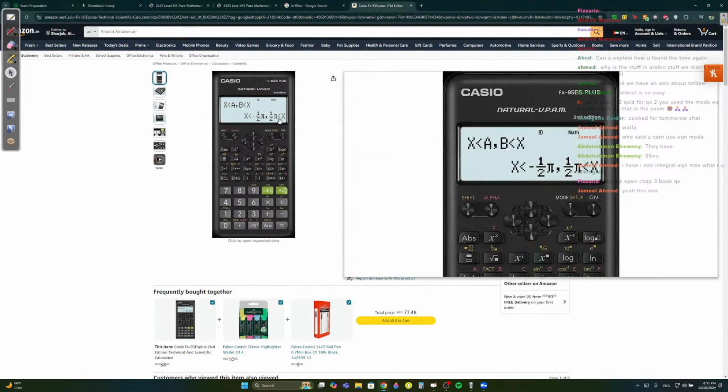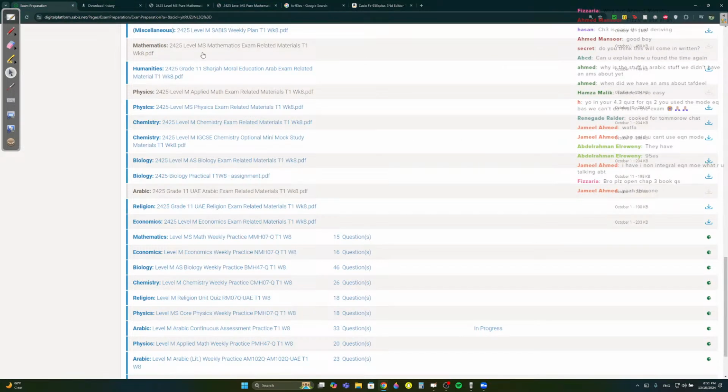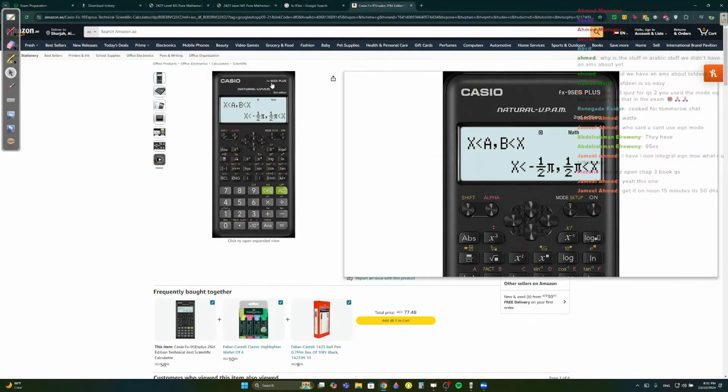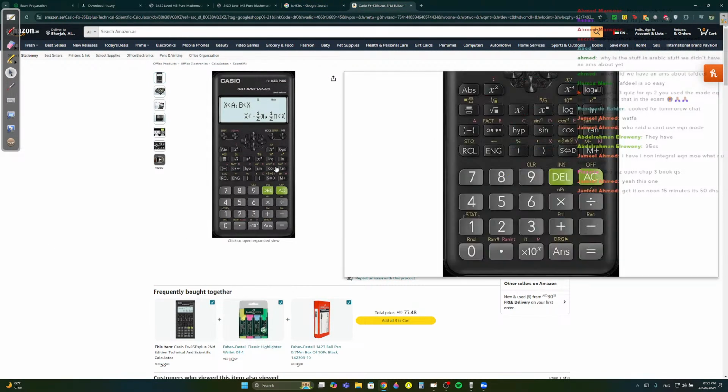Guys, buy it if you want. I think this is the non-integral calculator you will need a lot. Definitely, if not now, you will need it later. I would recommend you buy the 95 ES. It's cheap, around 60 dirhams. It can solve equations. Get it on Noon, 15 minutes. It's 50 dirhams. Oh, okay. I guess, yeah, buy it on Noon, guys.